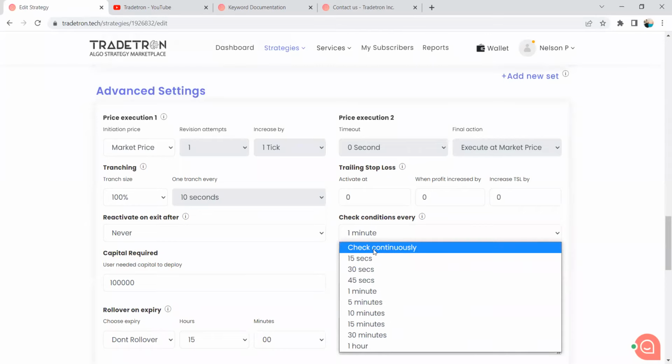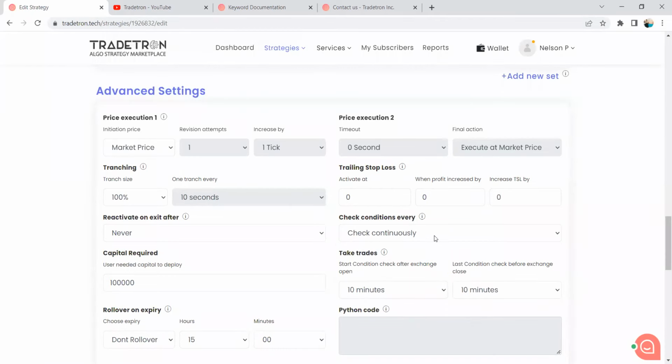Over here, it's better to keep on continuous check always, because if there is a condition check of 1 minute, then the conditions will be checked only at the end of the minute. So because of that, there will be a delay of 1 minute and there can be slippage because of that. So continuous check will be basically every second check. So there will be no slippage.